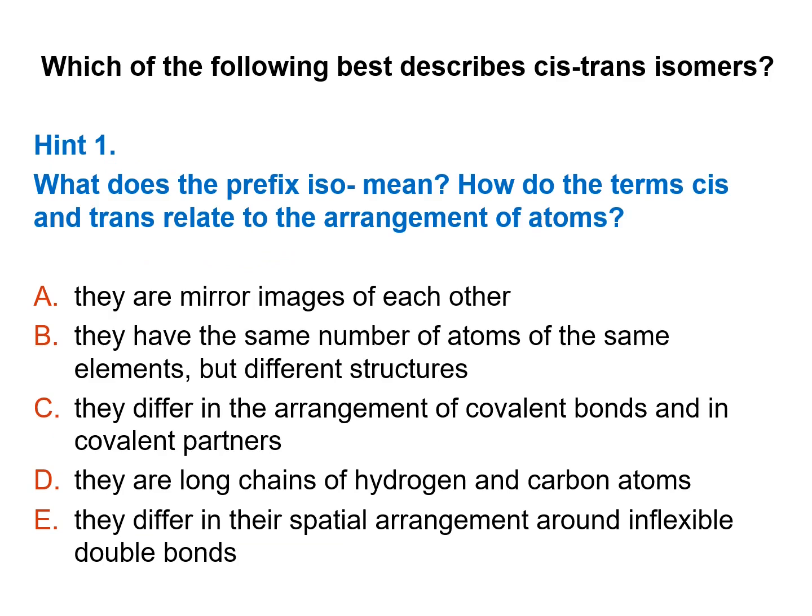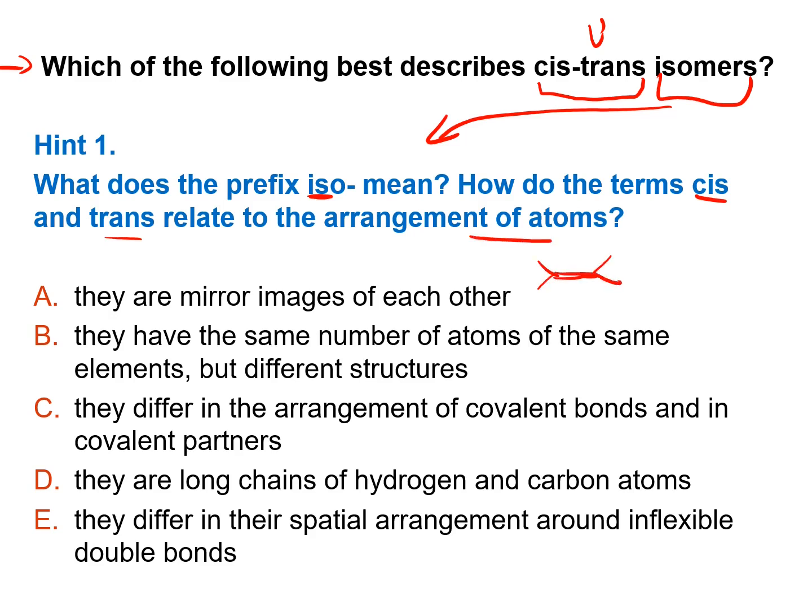Okay, in this one, again, read the question. You can go to the video lectures, but I recommend that you remember what cis and trans are and what an isomer is. And in the hint, they actually do that. They said iso means equal, and cis and trans relate to the arrangement of atoms. If you remember the video lecture, the molecular structure looks like this, and you have a double bond here, and some of the molecule will be here, and the other ones will look like this.